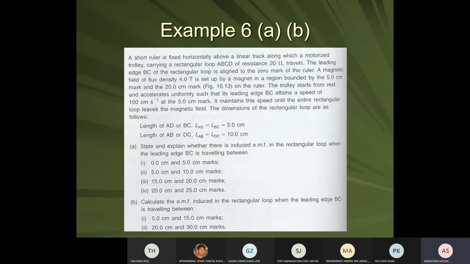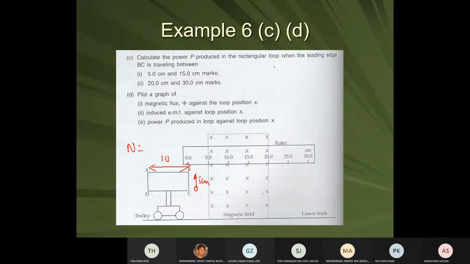Okay, the trolley moves with a speed of 100 centimeter per second and moves forward. And the coil has a resistance of 20 ohm. Okay, that's the whole idea. You don't have the number of turns. The resistance is 20 ohm. And the speed moving forward to the right is 100 centimeter per second. Okay, now the question.